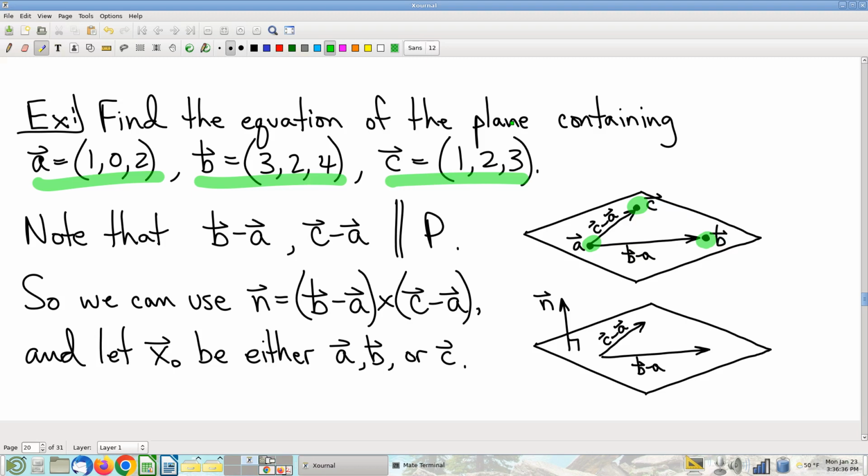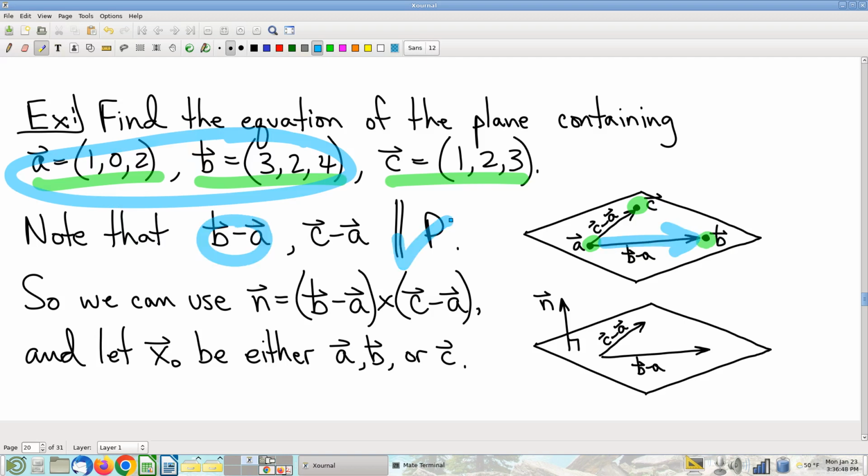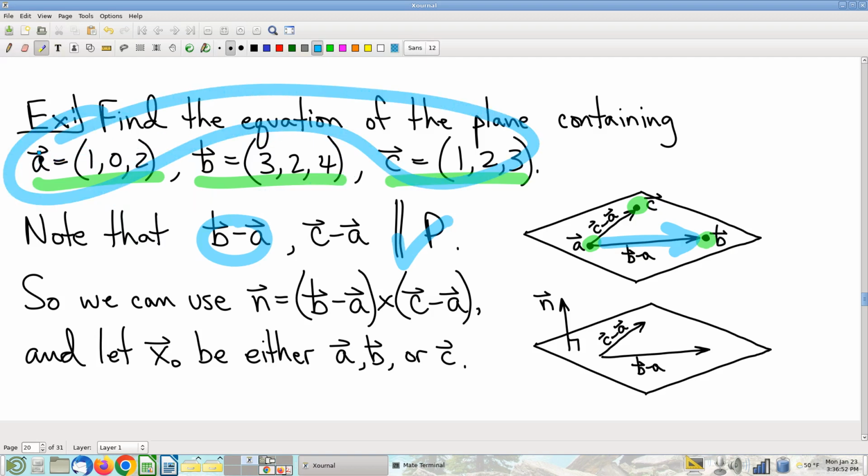So in this case, here's what I'm going to do. I'm going to first observe that having points in the plane, I can subtract, which gives me a vector parallel to the plane. And then likewise with A and C, I can subtract C minus A, and I get another vector parallel to the plane.